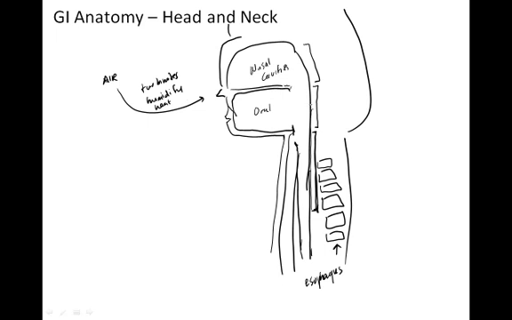The air from the nasal cavity goes into the larynx, which is this unique structure that contains your vocal cords, and empties into the trachea, that separates in the carina and then goes into the left and right lungs.